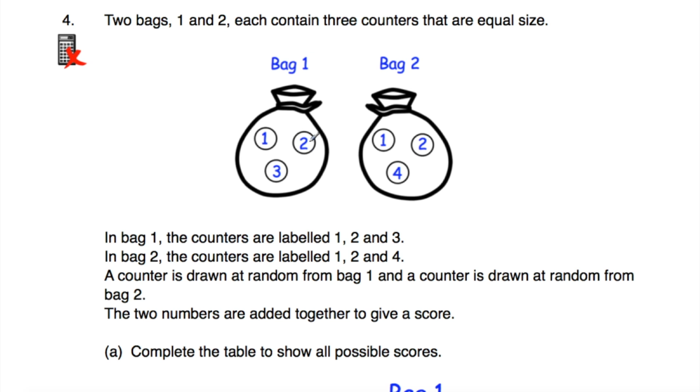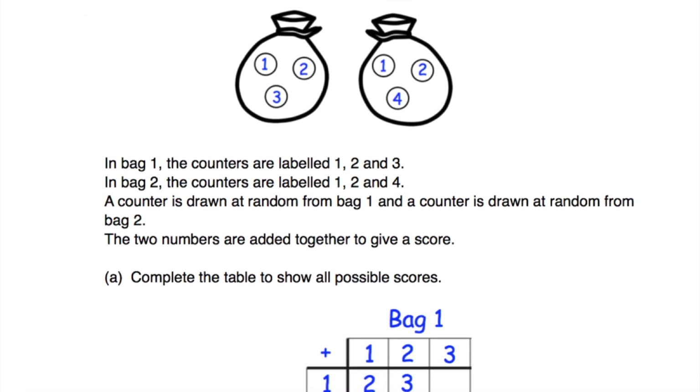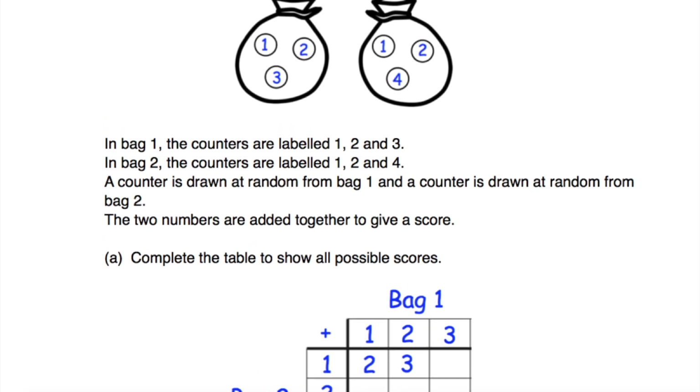And a counter is drawn at random from bag 1 and a counter is drawn at random from bag 2. And the 2 numbers are added together to give a score. So for instance, if I was to take a 1 from this bag and a 1 from this bag, we'd add them together to give us a score of 2. Or we could take a 3 from this bag and a 2 from this bag and we'd add them together to get a 5, and so on. And we've been asked to complete the table below to show the possible scores.